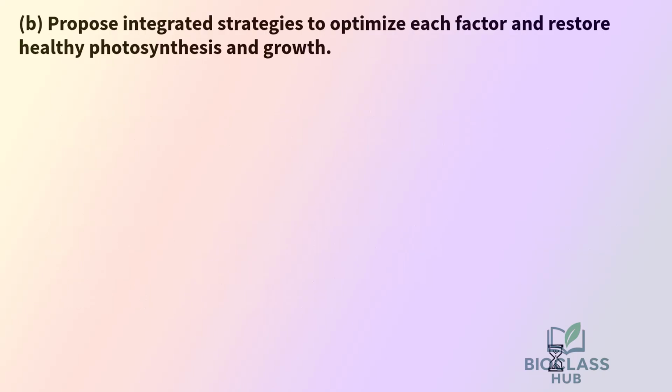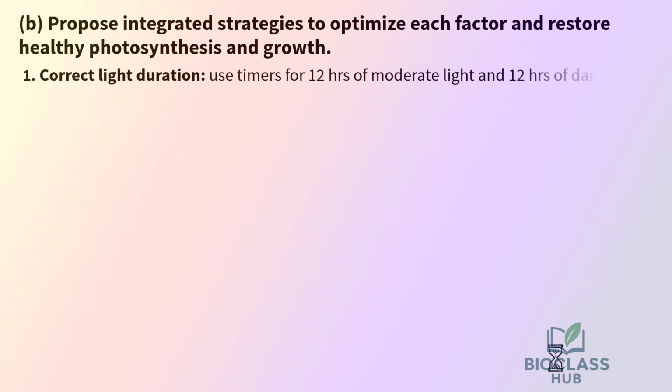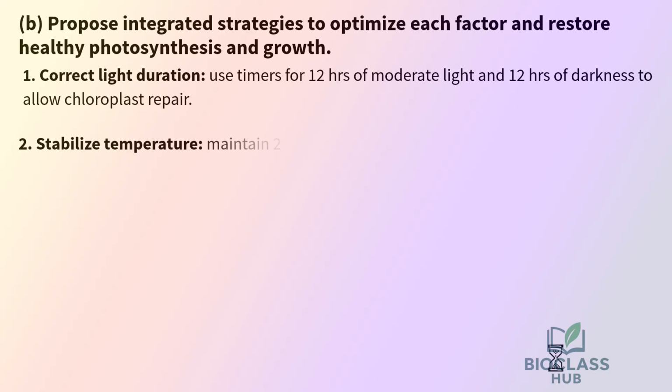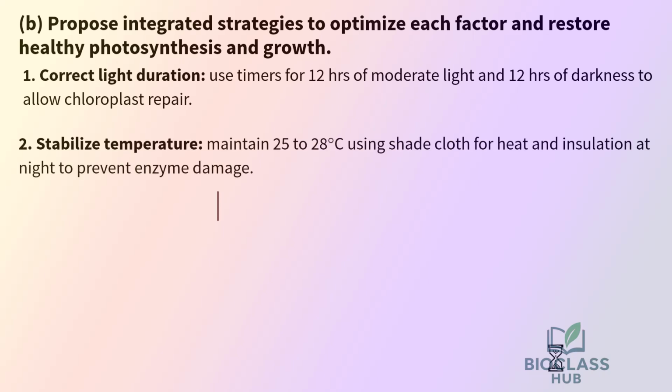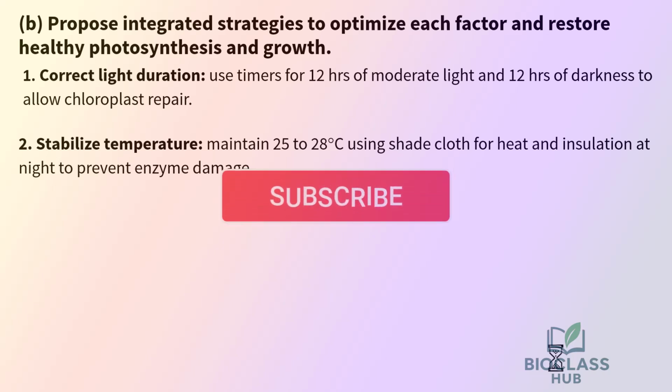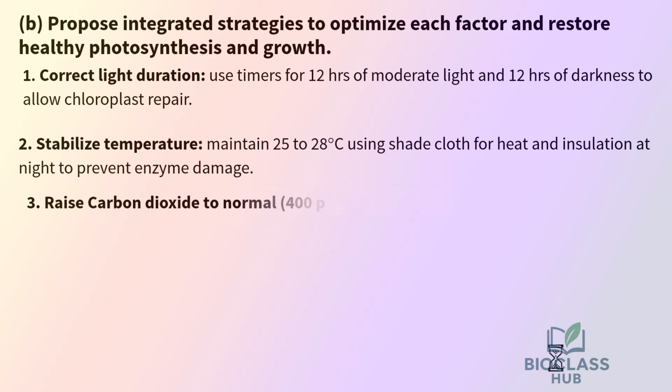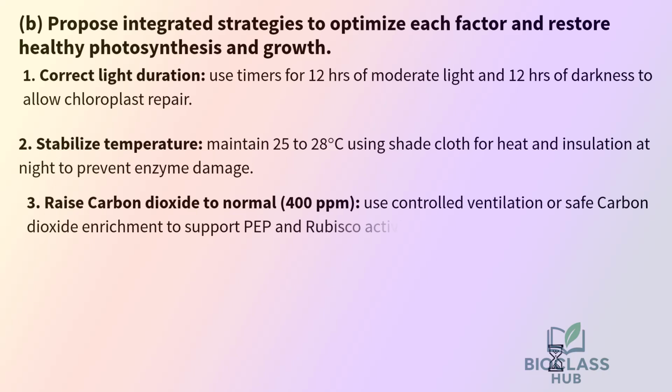Correct light duration. Use timers for 12 hours of moderate light and 12 hours of darkness to allow chloroplast repair. Stabilize temperature. Maintain 25 to 28 degrees Celsius using shade cloth for heat and insulation at night to prevent enzyme damage. Raise carbon dioxide to normal. Use controlled ventilation or safe carbon dioxide enrichment to support PEP carboxylase and rubisco activity.